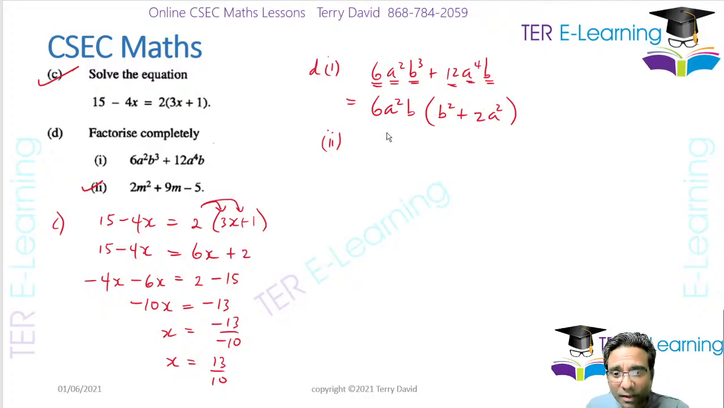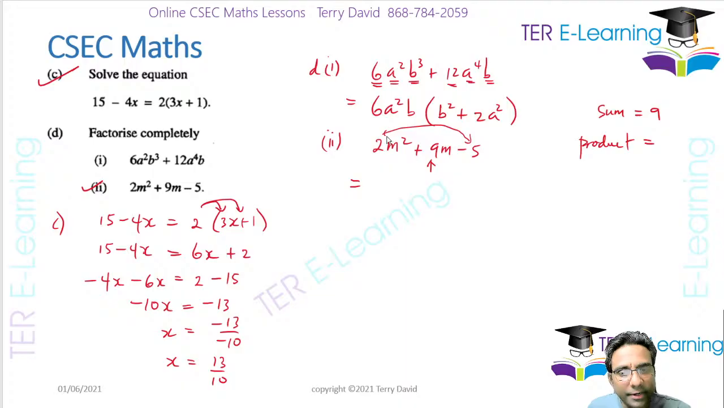Second part. You have 2m squared plus 9m minus 5. If you look at that, you realize, wait a minute, that's a quadratic. So we're looking for two numbers whose sum is equal to 9 and whose product is going to be 2 multiplied by minus 5, which is minus 10. So I'm looking for two numbers whose sum is 9 and whose product is minus 10. What are those two numbers?